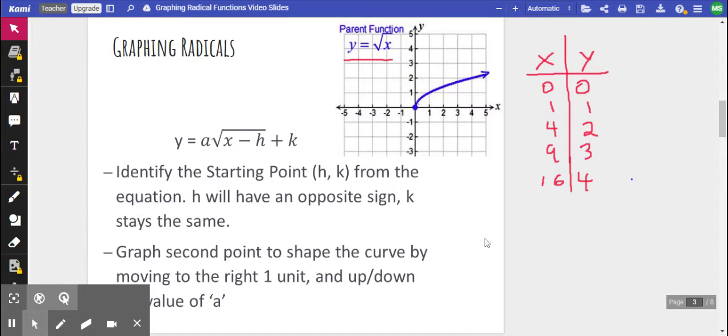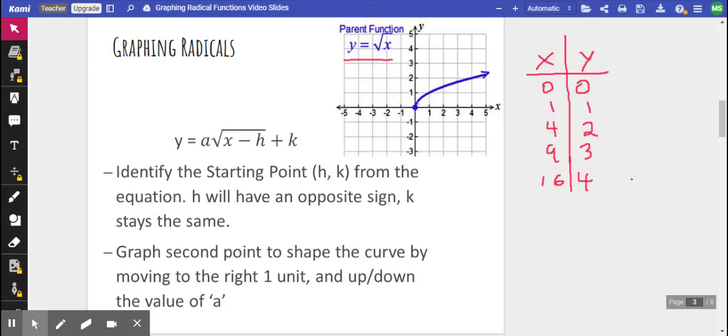So if we look at our bullet points here, we're identifying the starting point h comma k from the equation. H will usually be the opposite and k stays the same. And basically that's going to work similarly to vertex form for a quadratic parabola. And here we have the 0, 0 point where it's starting and going up from there.